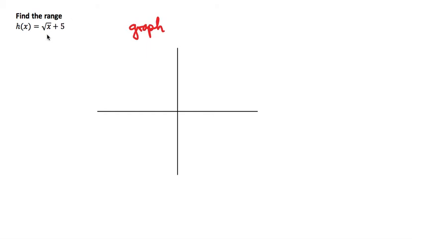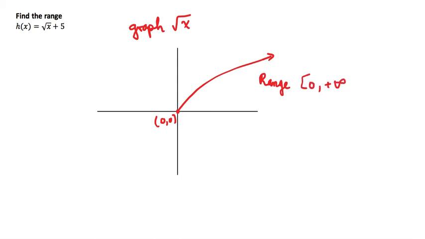To graph this, instead of graphing the square root of x plus 5, let us start out by graphing something a little bit more familiar: just the square root of x. The square root of x looks something like this. Some people describe it as a shooting star. It's going to go through 0, 0. And the range of this is going to be from 0 to positive infinity. That's pretty straightforward. Whatever numbers you put in here, you're always going to get out either 0 or a positive number.